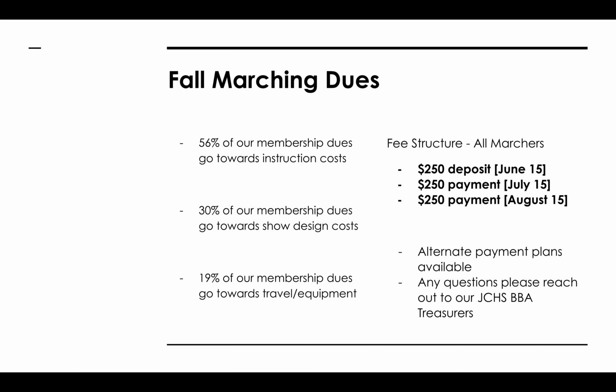But as you can see, 56% of our membership dues goes towards direct instruction. That is a teacher that is placed in front of your kids the entire time. That's direct instruction. 30% of the membership dues goes towards the show design. That includes the marching music, the drill, the licensing rights in order for us to use and record that music, because we do have to pay fees for those types of things. Props, any drill design, those types of things.